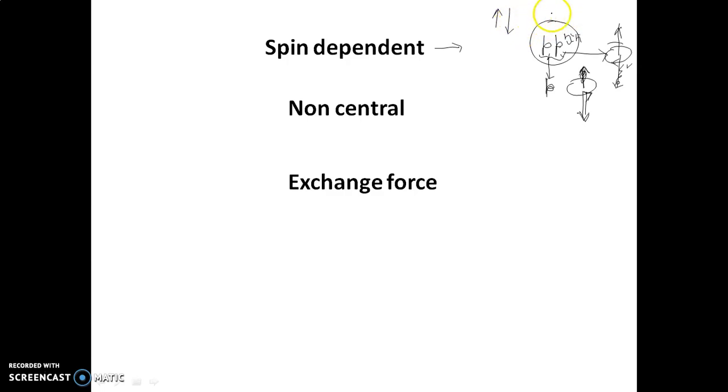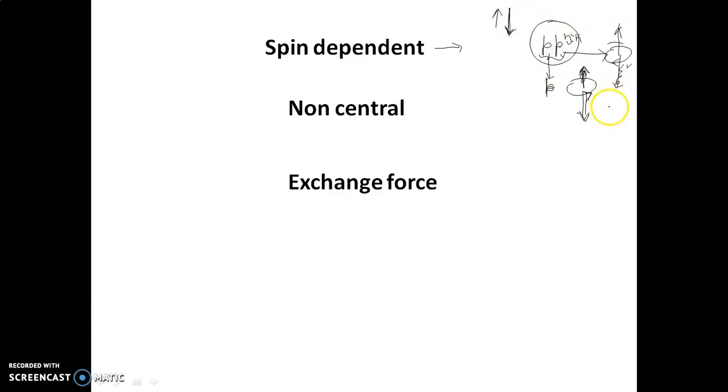So it has been found that nuclear force is highly spin dependent. If they are parallel, we have a certain magnitude of force. If they are anti-parallel, it is different. So we'll do these things when we learn about the different properties of the nucleus.